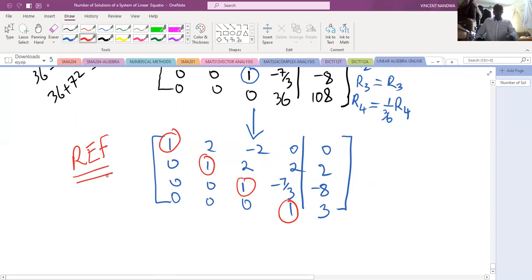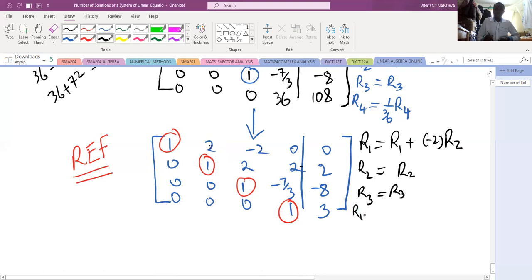If the method was Gaussian elimination, we should stop here and then do back substitution. But because the method is Gauss-Jordan, we have to also ensure that these positions are 0, 0, 0, 0, 0, so that we only have ones along the main diagonal. So the next step, we start by correcting this position of 2 to be 0. So we'll say row 1 to be row 1 plus minus 2 row 2, and then row 2 we let it be just row 2, and then row 3 to be just row 3, and then row 4 to be just row 4.